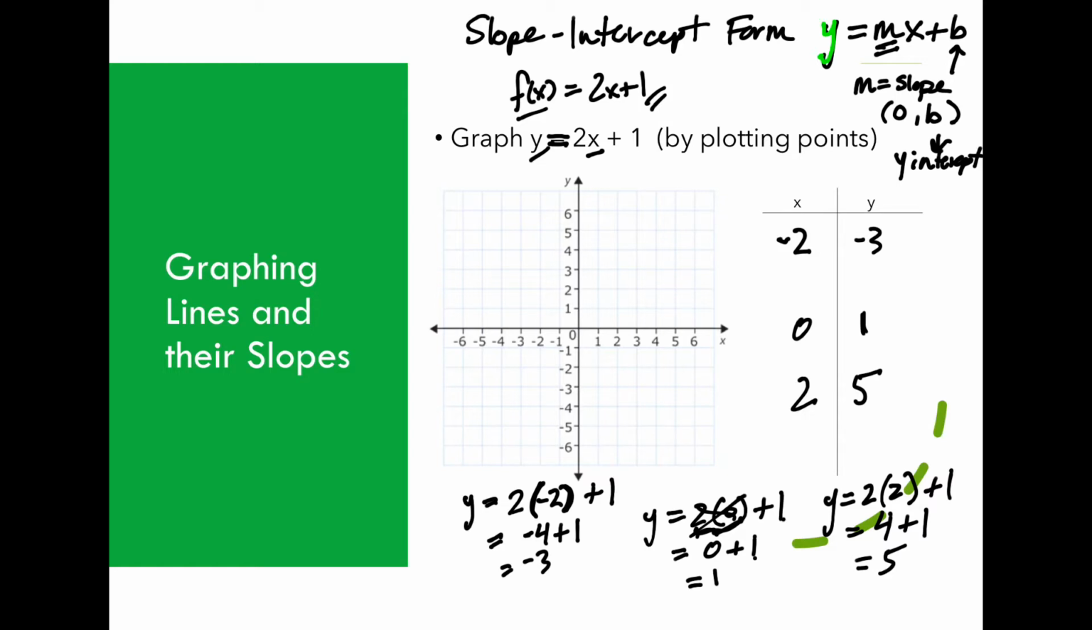Okay, so I have 3 points. I'm going to plot those out. -2 and -3 puts me down here. 0 and 1 puts me on the y-axis there, and then 2, positive 5 puts me up here. If your points are correct and they are solutions, they should line up in a straight line for a linear equation. So now I'm going to use a straight edge, connect those points, and always put arrows. Arrows are important because it tells us this goes on and on and on for infinity.